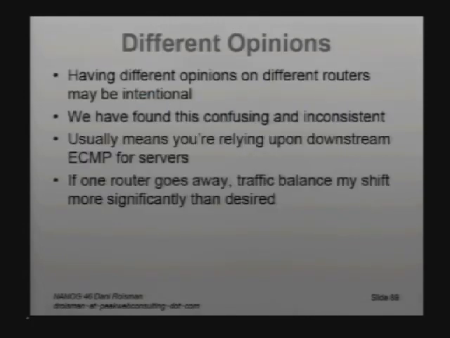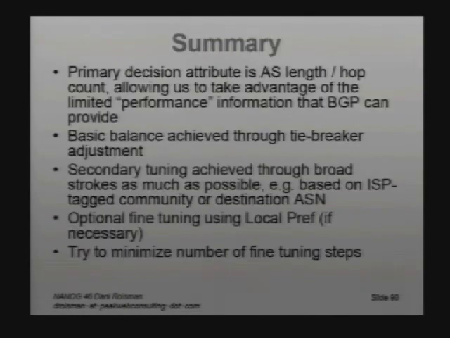The problem with having different opinions, like I was saying, is it may be intentional, but I found this confusing. It's inconsistent. It usually means you're applying equal cost multipath somewhere downstream, maybe in your distribution or your core layer down from your servers. And if one router goes away, you're going to find your traffic balance may shift in a way that you didn't expect and that you actually don't desire. It makes your life hard during maintenance windows or outage periods.